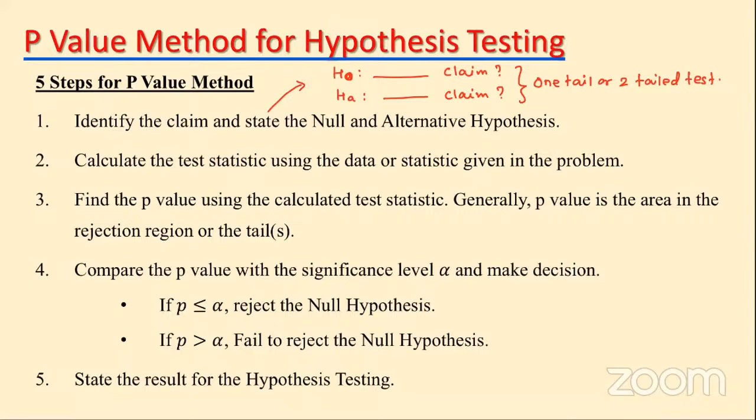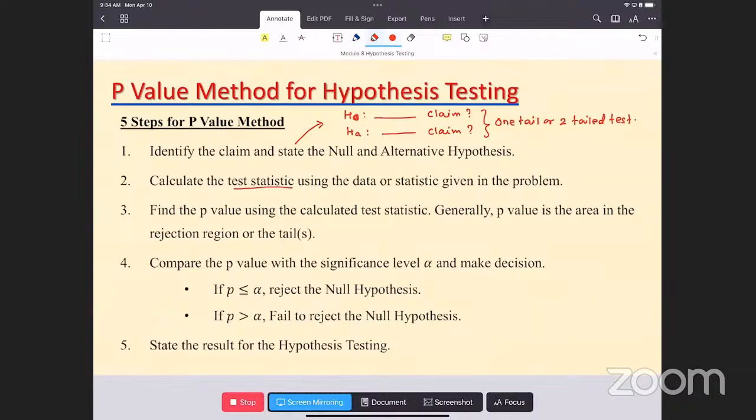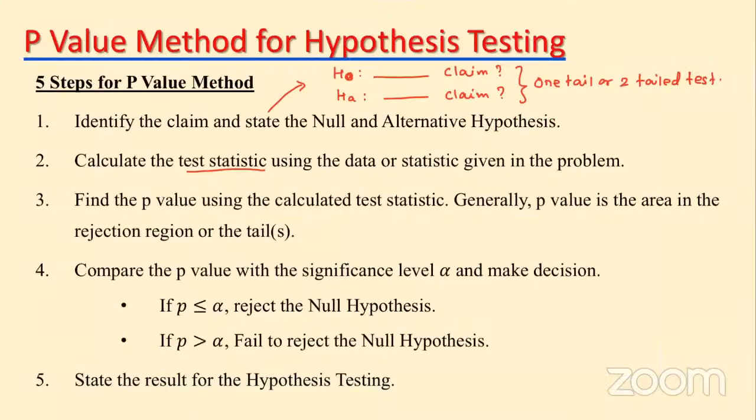Now, once you write the null and the alternative hypothesis in your first step, your second step is to calculate the test value, or test statistic.